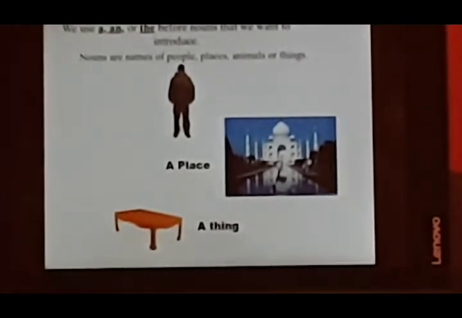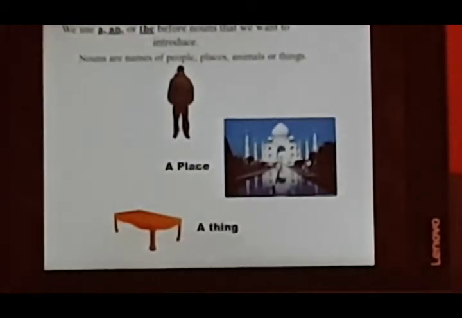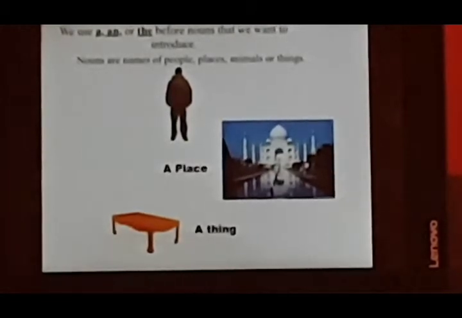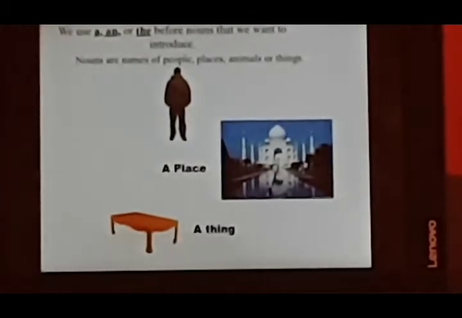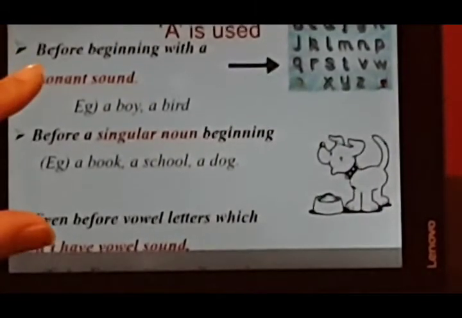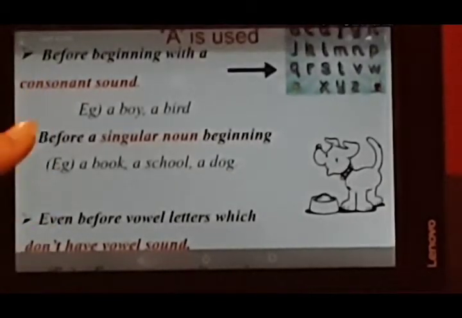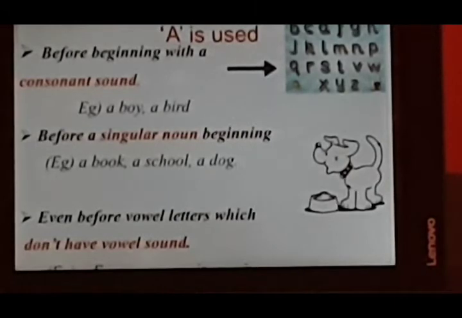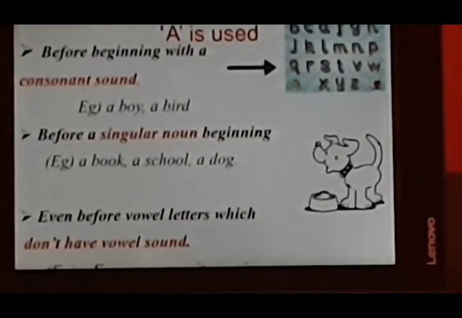Nouns are names of people, places, animals or things. You know it. So these articles are used to modify those nouns. So we can say a person, a place or a thing. And how else can we use them? Now see, a is used before a word beginning with a consonant sound.